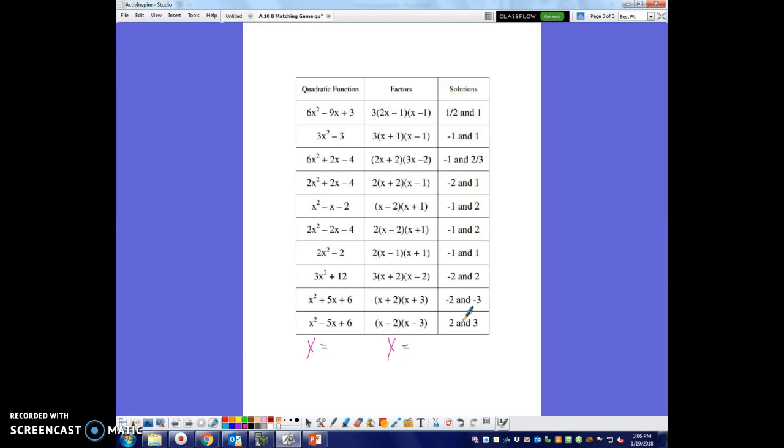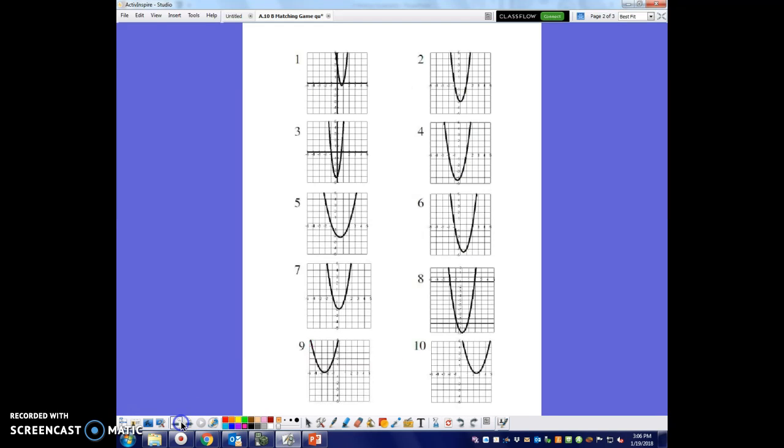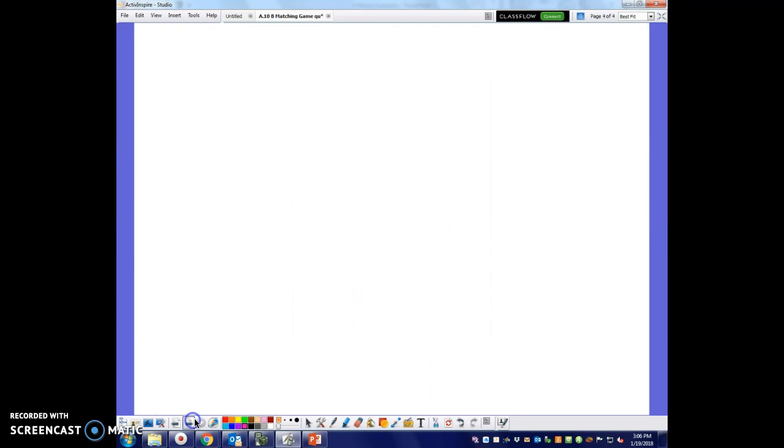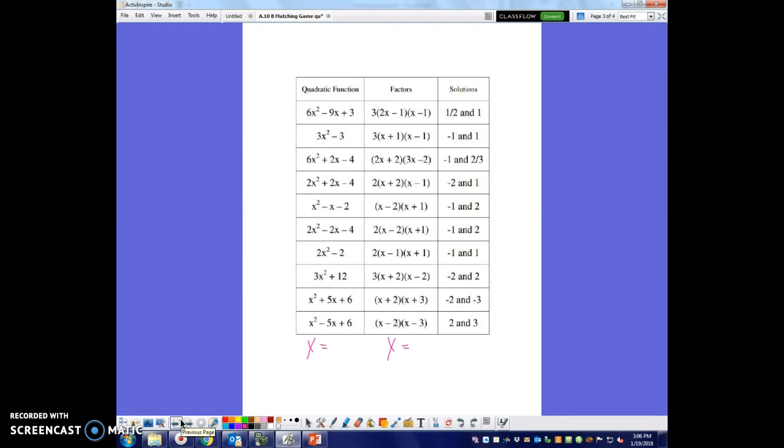So you're going to look at your graphs and say this one crosses here at -1 and at 2. So you're going to find one that says the solutions are -1 and 2. Okay? So that's what you're going to go through here. This one, look at the graph. These you're going to type into y equals and match to the graph.